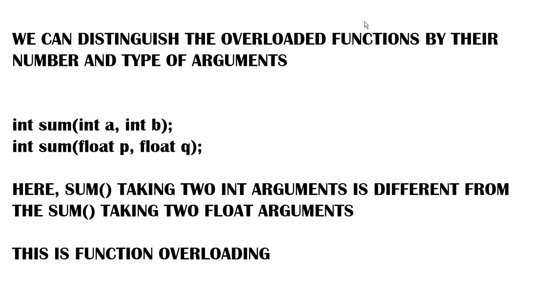Okay, so now we can distinguish between the overloaded functions by their number and type of arguments. This is the basic key here, that the number and type of arguments decide whether the function is overloaded or not. So here we have two functions, both are having the same name, but the argument list is different here. This is called the argument list, inside the bracket. The first function is taking two integer arguments, the second is taking two float arguments. So here the first sum taking two integer arguments is different from the second one that is taking two float arguments. This is called function overloading. They are having the same name, but the argument list is different, therefore they are overloaded.